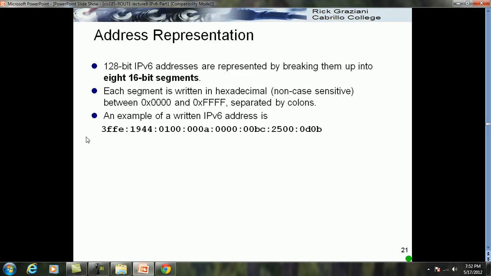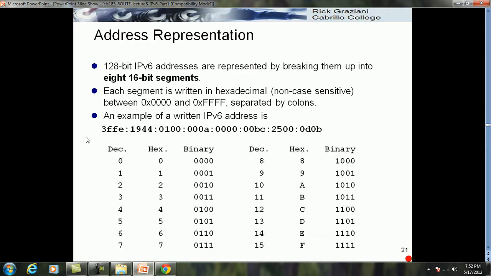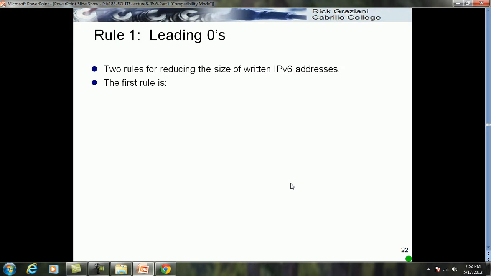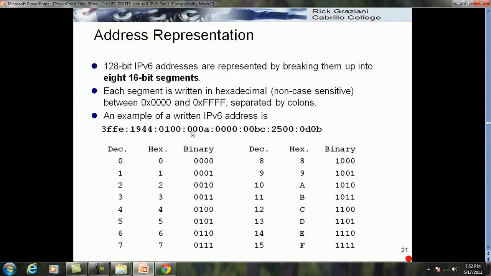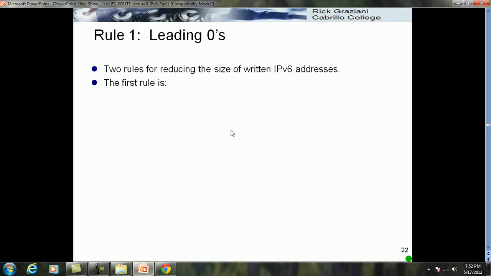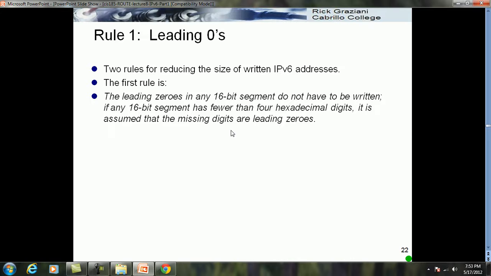We had a habit of IPv4 decimal, but of course you have to make a habit now. See the hex and binary, I hope you know these values. Simple. So now how to write this entire address in a smaller way, correct? Can you see some zeros over here? There are two rules to make the written IPv6 address smaller. I'm not reducing it, I'm making it shorter just while writing. The first rule says the leading zeros in a 16-bit segment do not have to be written. If any segment has fewer than 4 hexadecimal digits, it is assumed that the missing digits are leading zeros.